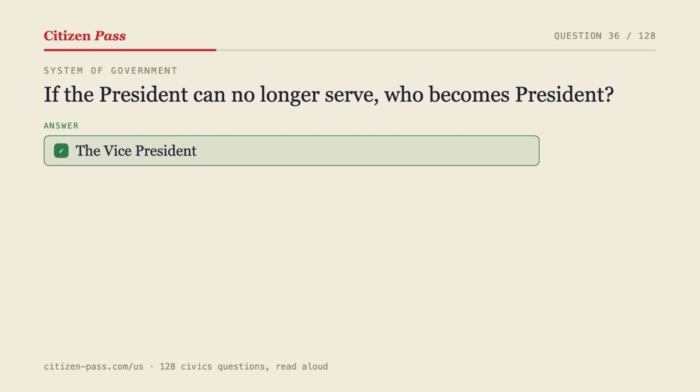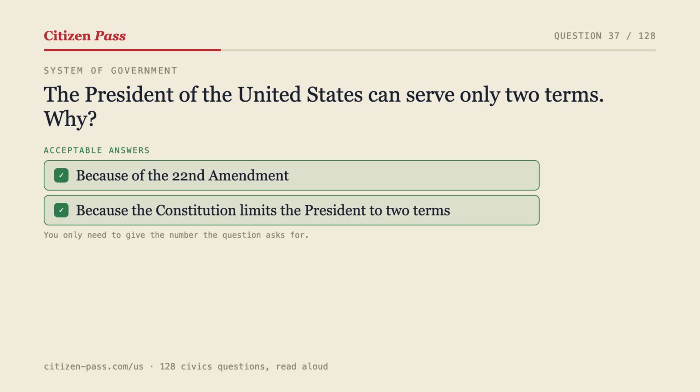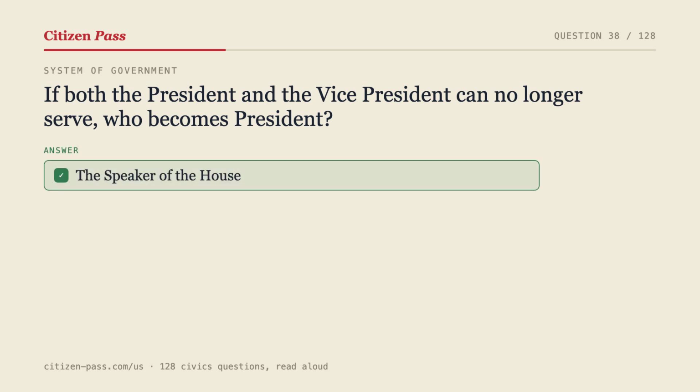The answer is the vice president. The President of the United States can serve only 2 terms. Why? Acceptable answers include because of the 22nd Amendment or because the Constitution limits the president to 2 terms. If both the president and the vice president can no longer serve, who becomes president? The answer is the Speaker of the House.